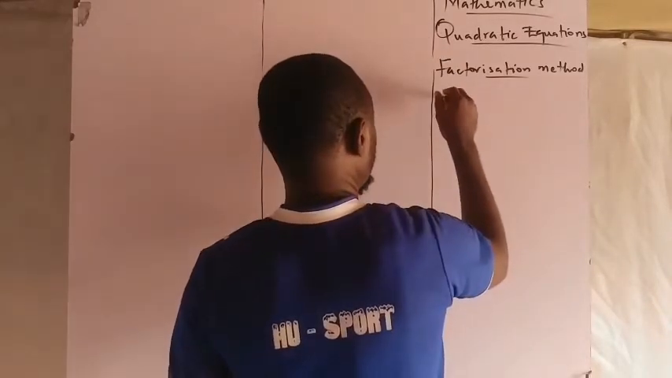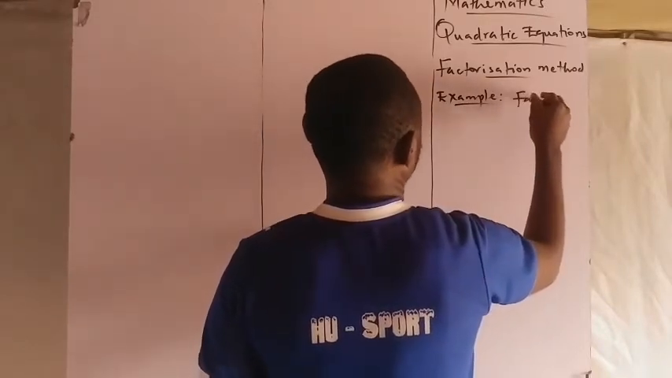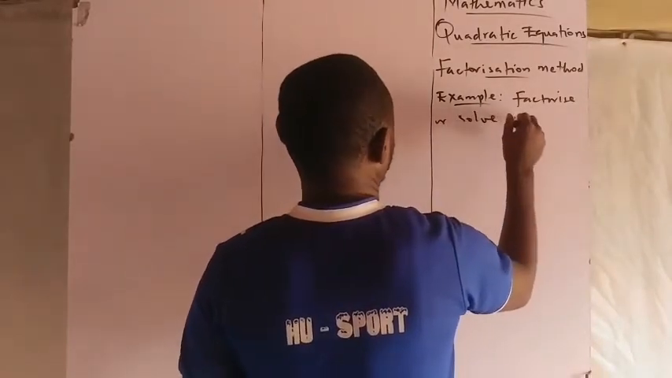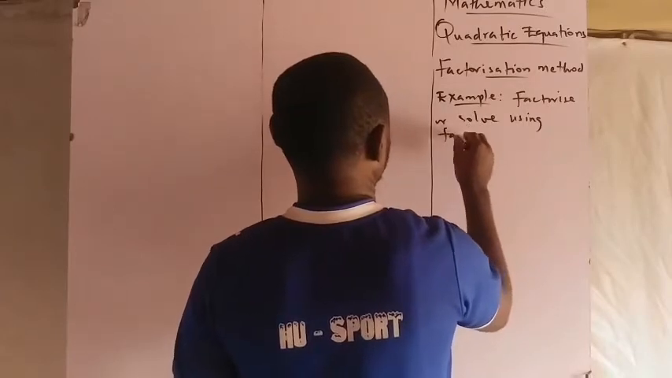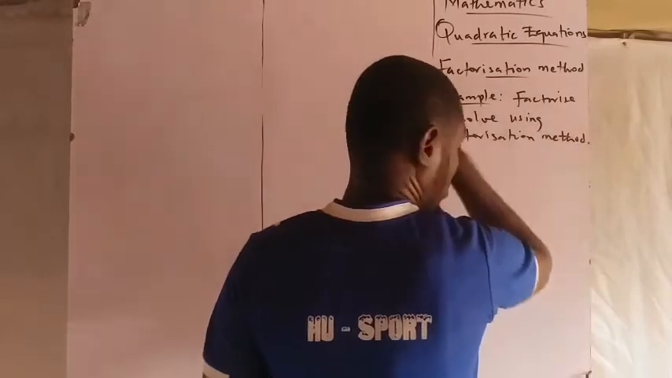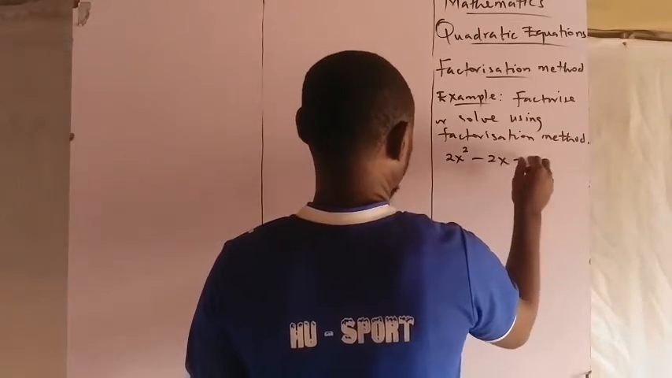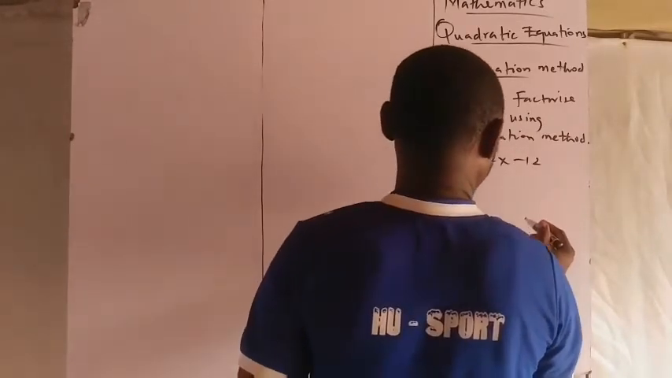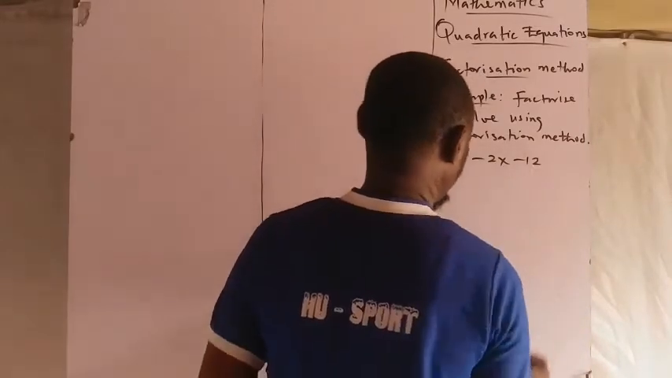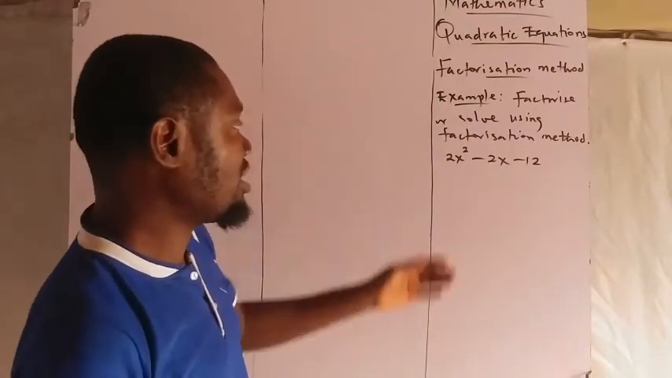Example: factorize or solve using the factorization method. The equation is 2x squared minus 2x minus 12. That is it. Let me start with the expression, the quadratic expression.